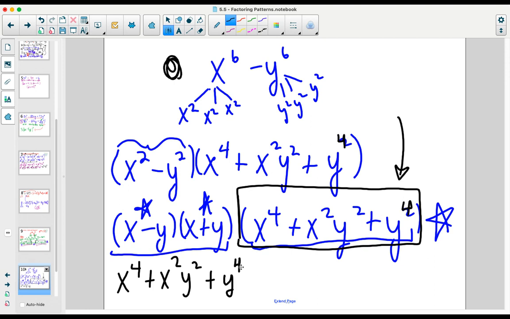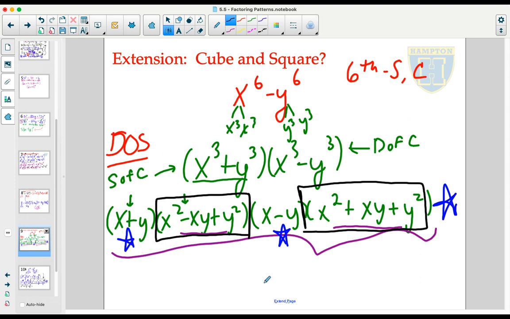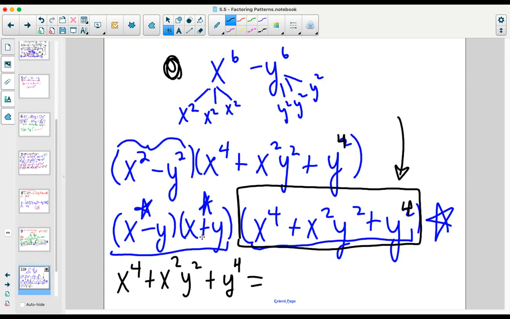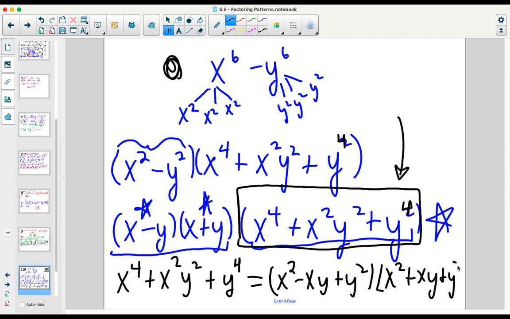My mistake. We can say that x to the fourth plus x squared y squared plus y to the fourth, we can say that that's equivalent to those two leftover portions from the difference of squares. So that polynomial must be equivalent to x squared minus xy plus y squared times x squared plus xy plus y squared. So something that didn't even fall into our regular factoring patterns has a factorization, and we're able to get through to it through the factorization of x to the sixth minus y to the sixth.